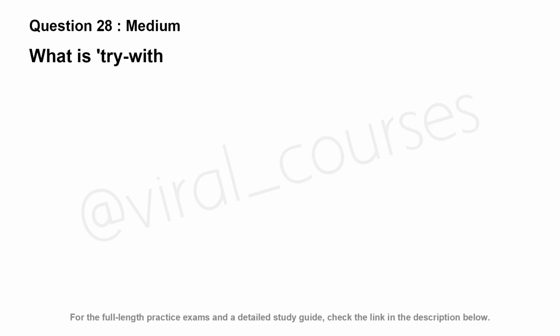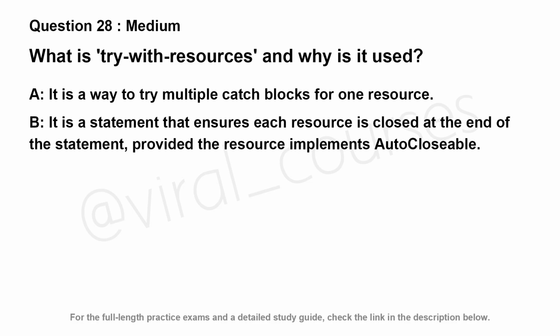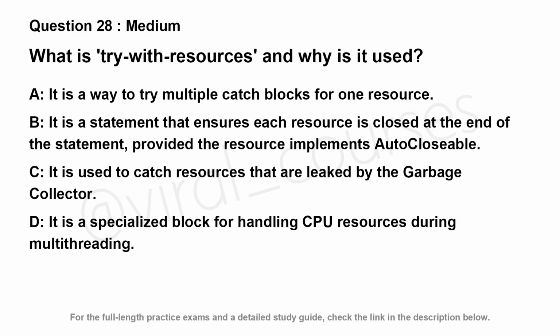What is try-with-resources and why is it used? Option A. It is a way to try multiple catch blocks for one resource. Option B. It is a statement that ensures each resource is closed at the end of the statement, provided the resource implements AutoCloseable. Option C. It is used to catch resources that are leaked by the garbage collector. Option D. It is a specialized block for handling CPU resources during multithreading.